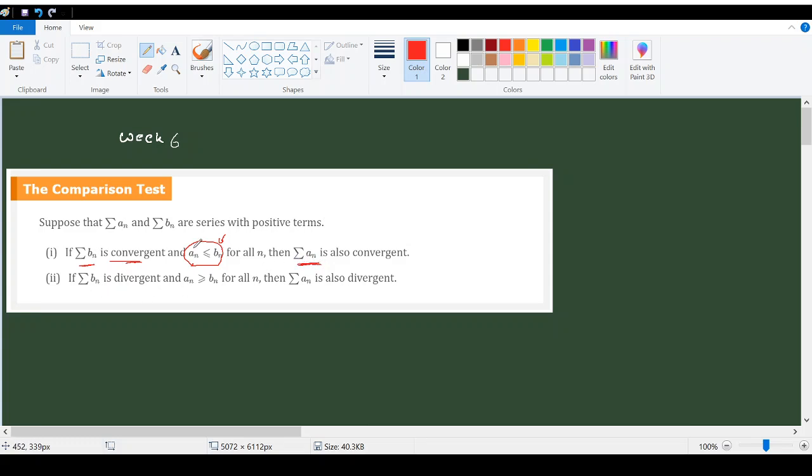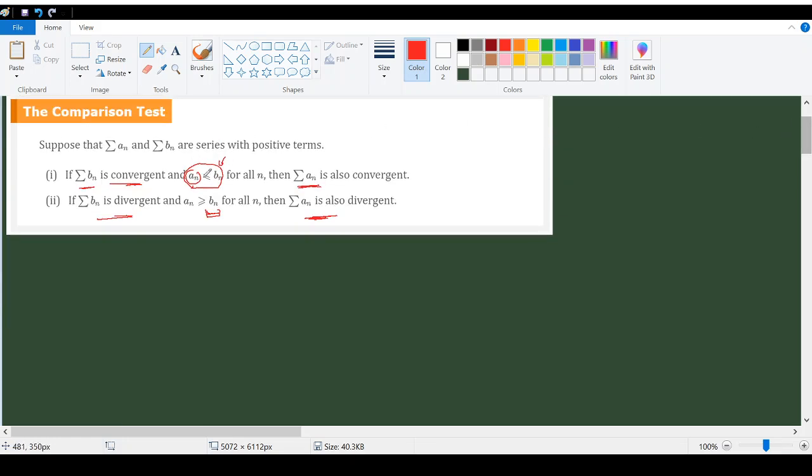And if the smaller series diverges, now here in this second statement, the smaller series is represented as Bn, and if the smaller series diverges, then the larger series will also diverge, right? Now you don't have to memorize all these things by heart, but just get that natural feeling about this, right?